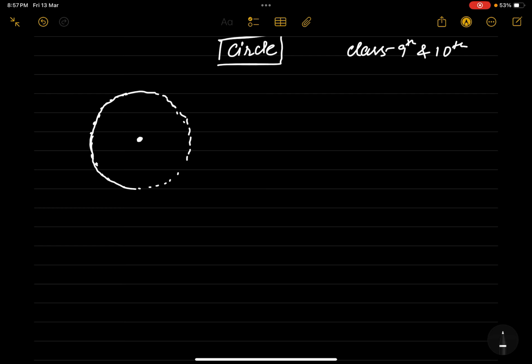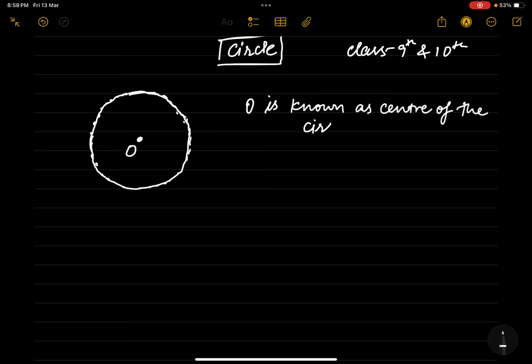So this is a circle we are going to get. It's a circle, and this fixed point we are naming as O. So O is known as the center of the circle. Okay, let me correct the spelling of circle.